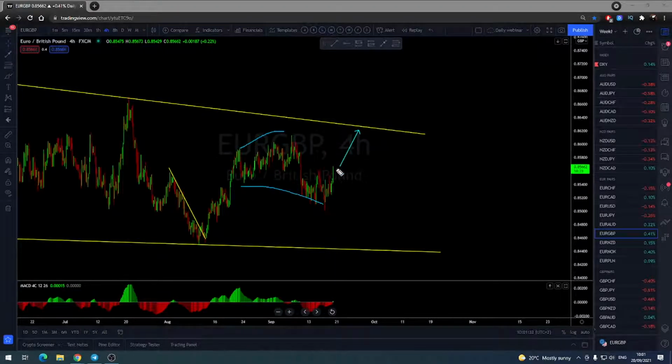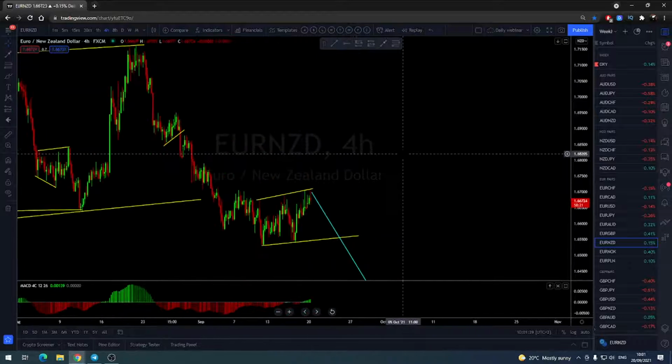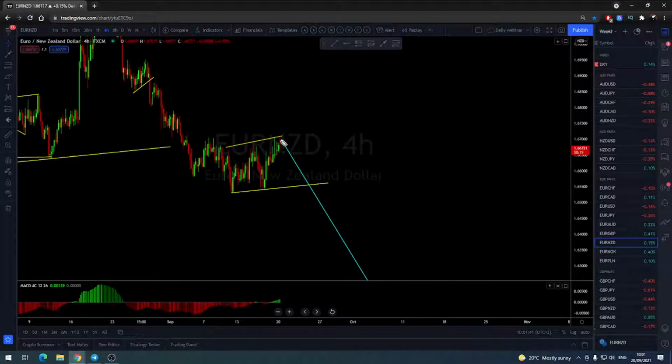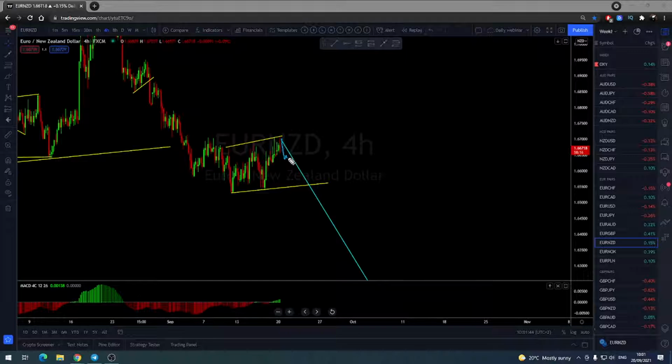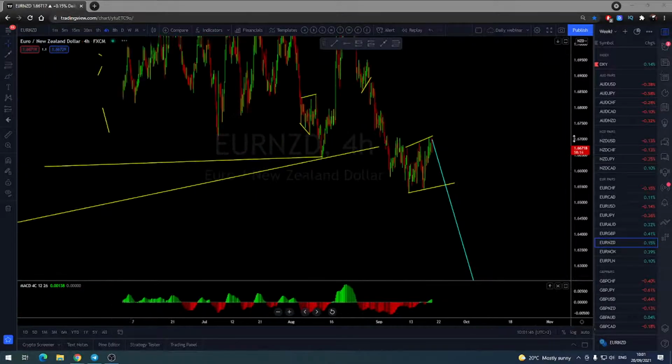Expanded flat, it's also there. So we just need the confirmation now before we will watch for that trade. Here in New Zealand, same there, watch for sell stops. Okay, on the lower time frame, you want to see the sell stop and then keep on pushing lower.